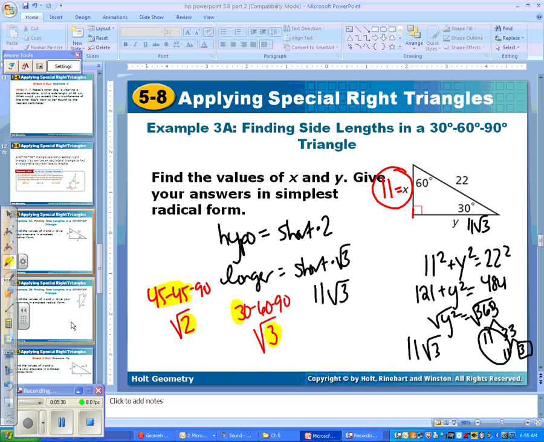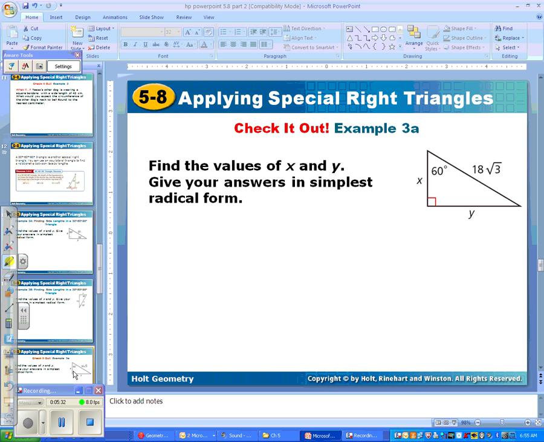Okay, so let's try another example, and I want you to see if you can do this one. So pause it and try it yourself. Okay, so there's a radical 3, which sometimes people are like, what? That's scary. Same thing, same thing. You've got to know that the shorter leg, which is x, times 2 will equal the hypotenuse. The hypotenuse is always double the shorter leg.